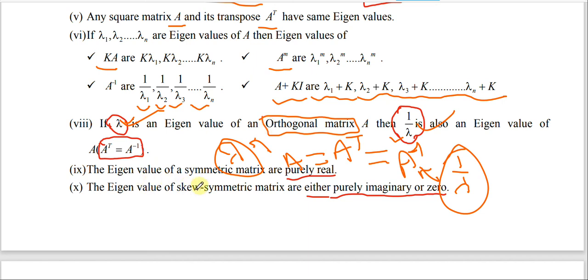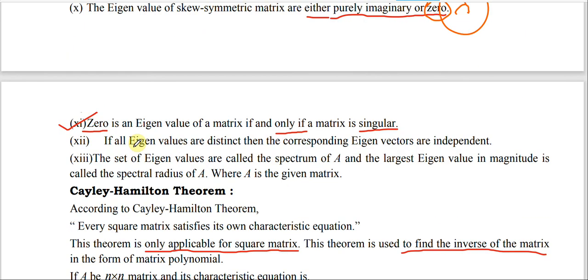The eigenvalues of a symmetric matrix are purely real, and those of a skew-symmetric matrix may be purely imaginary or 0. Zero is an eigenvalue of a matrix if and only if the matrix is singular. If all the eigenvalues are distinct, then the corresponding eigenvectors are independent. I think you have studied independence in vectors.